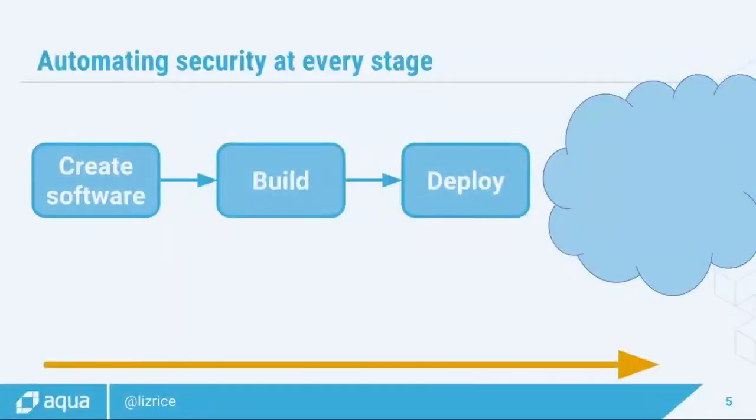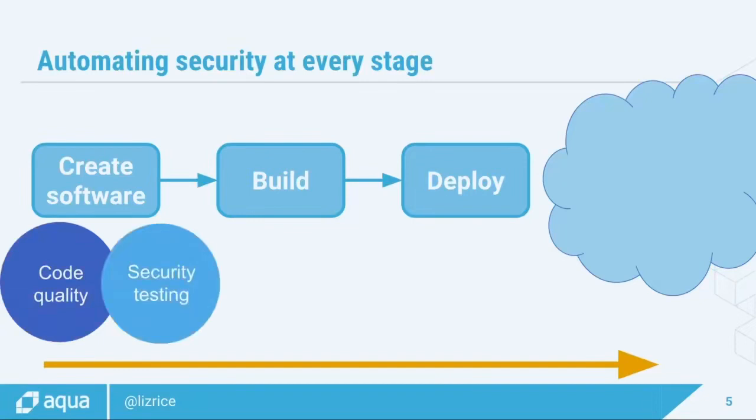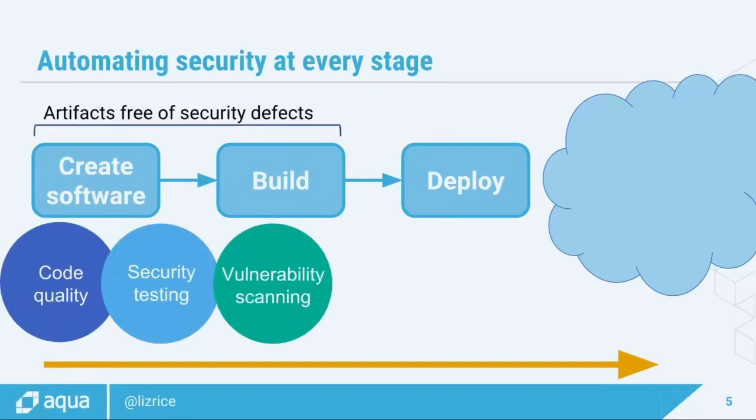So, a super, super simple portrayal of a CI/CD pipeline. We're writing software, we're building it, and then we deploy it somehow into a cloud of machines. So we're going to look at code quality, we're going to look at testing for security, and we're going to look at vulnerability scanning. And all of those aspects will help us try to build artifacts that, as far as we can manage, are free of security defects.